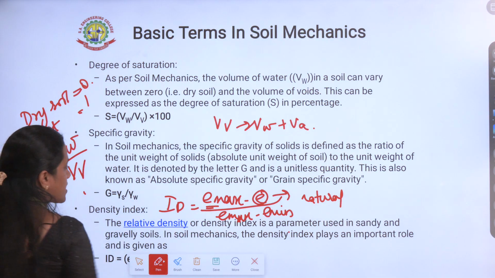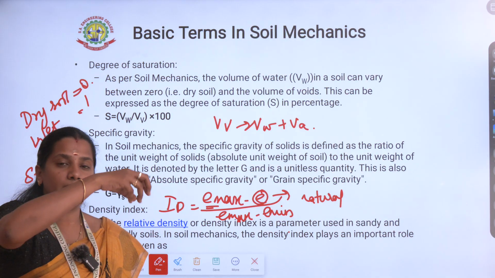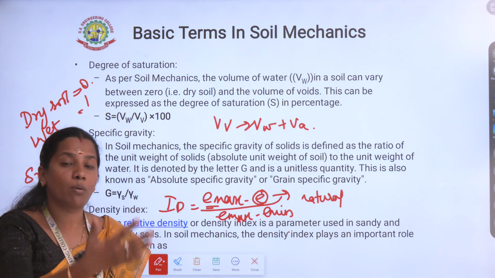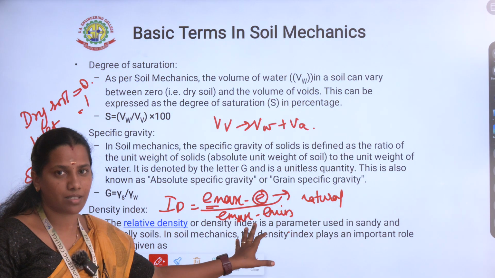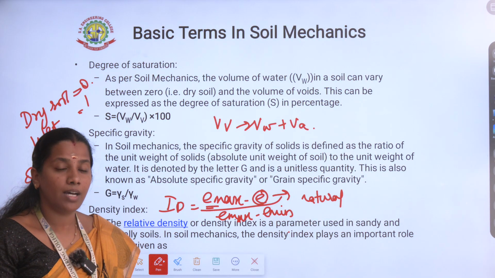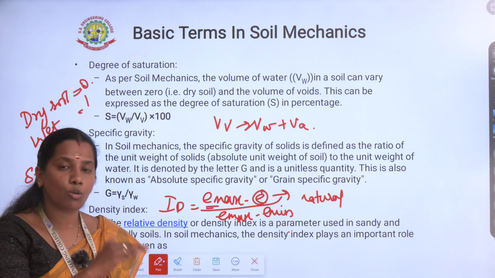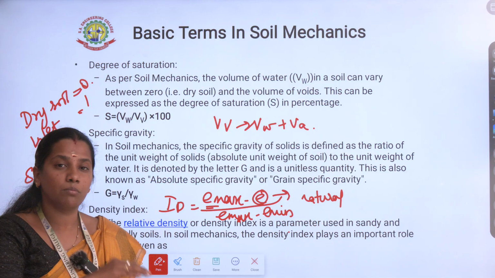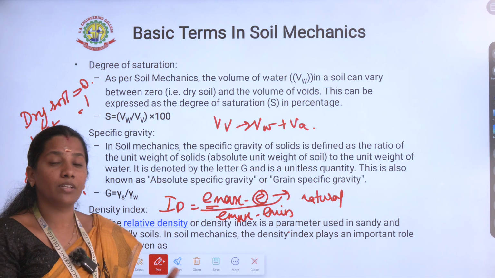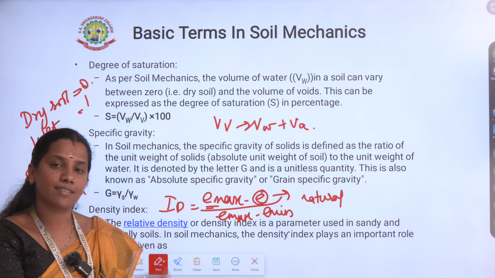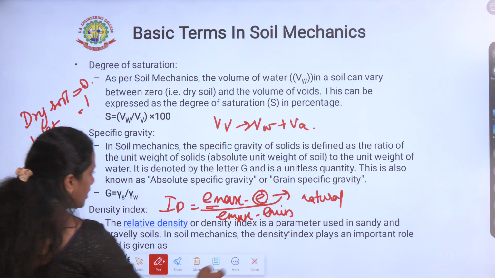and e max means, if I pour soil into a container in a loose manner, there will be a large amount of voids present. That state is called e max, the void ratio in the loosest state. If I compact the soil into a container layer by layer, my voids will be reduced and filled with soil particles. Then it will be in the densest state. At the densest state, we consider e min.